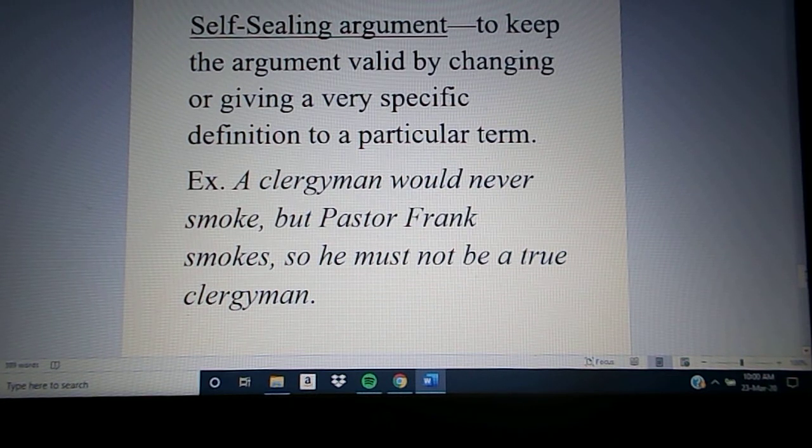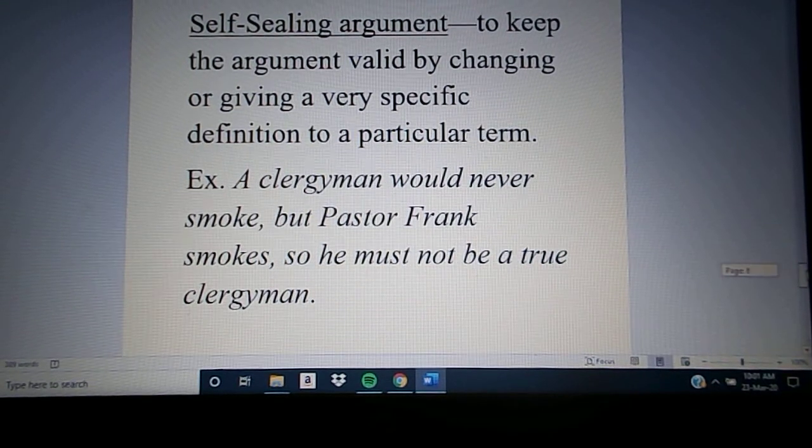So that's the idea behind a self-sealing fallacy. Again, I'm just changing the meaning. I'm changing the definition. I'm trying to insist so that I can keep my argument as being the truth. And again, this is always going to be a fallacy anytime that you try to commit this.